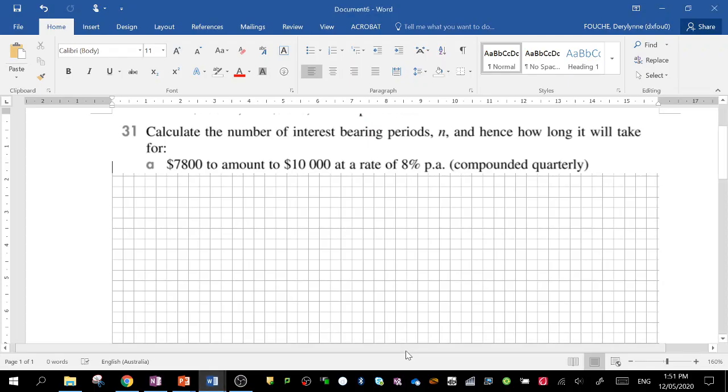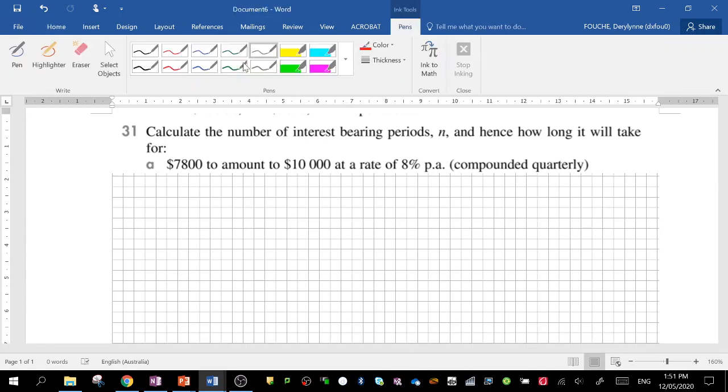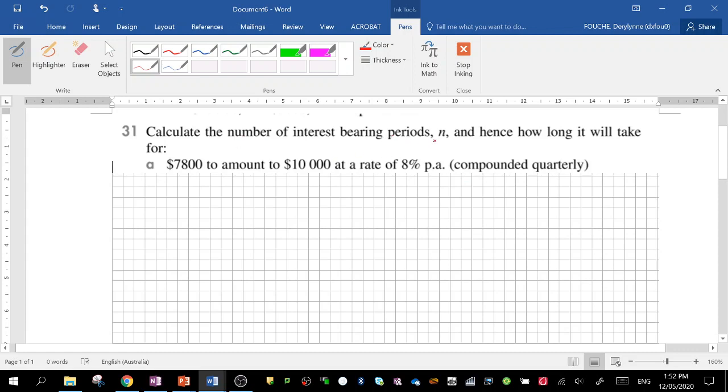All right, in this last example, you get to show off to me how well you understood logs, because we're now needing to calculate the number of interest-bearing periods. So how many compounding periods are there? That value of n, which is in our exponent. It's saying calculate the number of interest-bearing periods, n, and hence means using that. How long will it take for $7,800 to amount to $10,000 at a rate of 8% per annum, compounded quarterly?